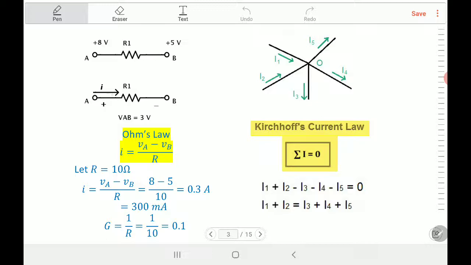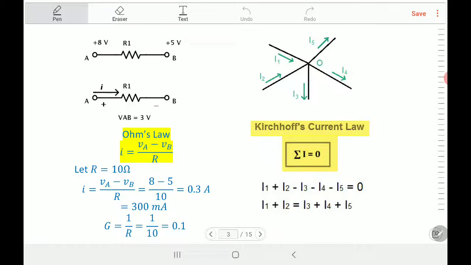How to calculate the current? We'll say VA minus VB divided by R1. VA is equal to 8, VB is equal to 5. The resistance is assumed to be 10 ohm, so it will be 8 minus 5 over 10, which is 0.3 ampere. Okay, so that will be the current direction and the current magnitude, 300 milliampere.